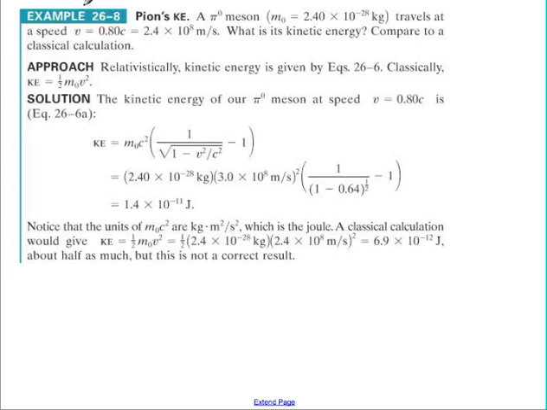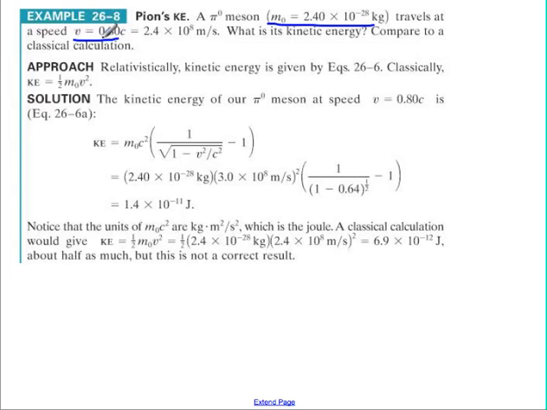Okay, so 26.8 talks about a pion's kinetic energy. It says a pi to the 0 meson, so it's some kind of particle. It gives us its mass right here, and it travels at 0.8 c. So what does that mean?